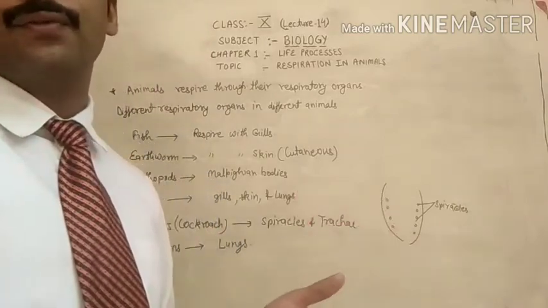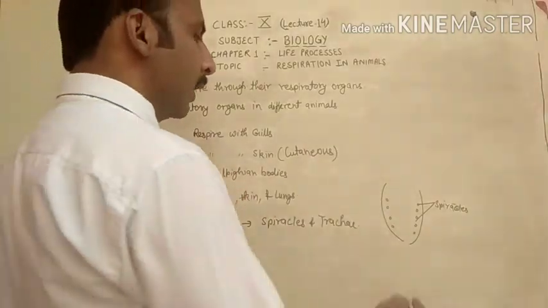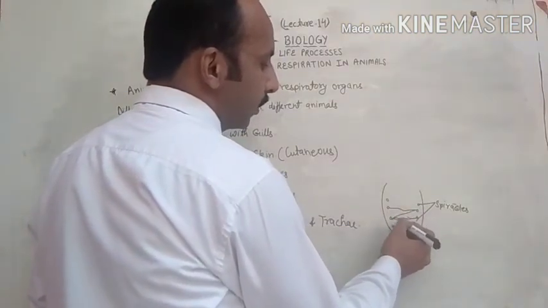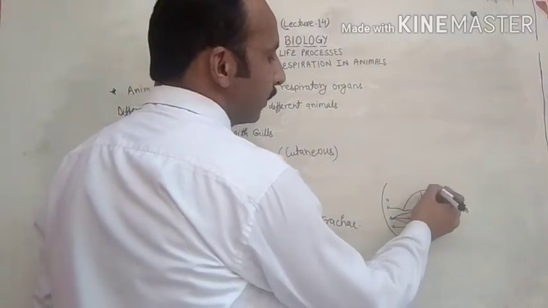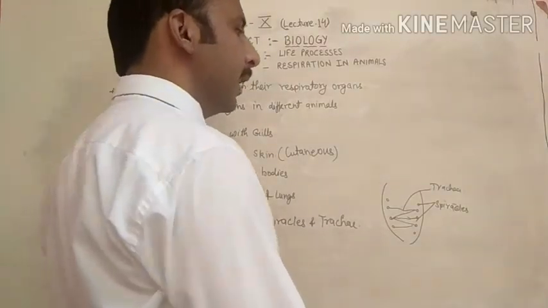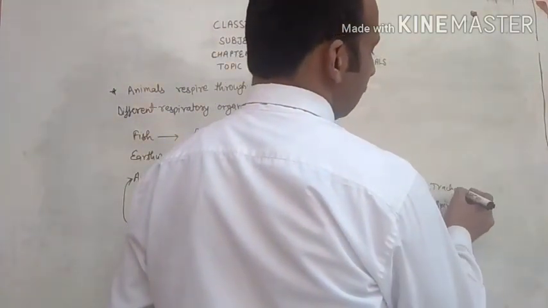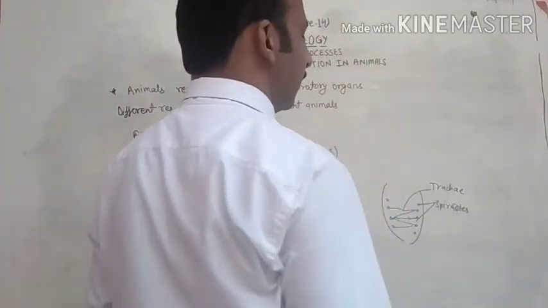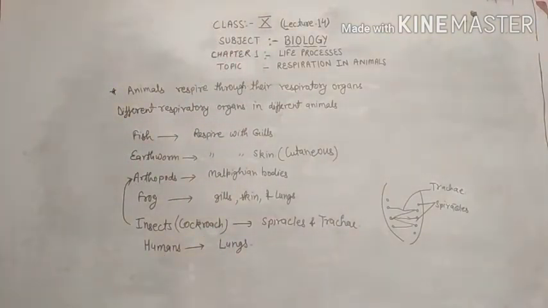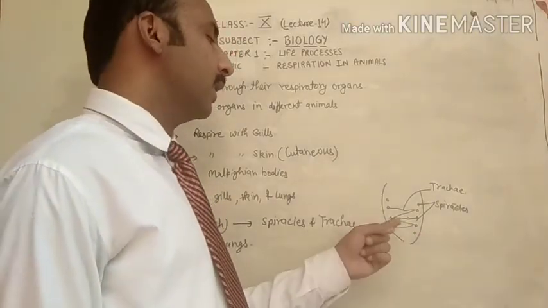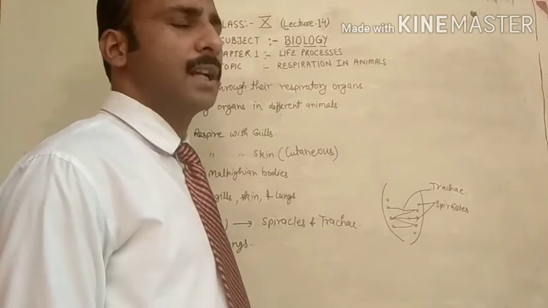These spiracles are connected to each other with the help of tube-like structures. These are called tracheae. Sometimes it is called trachea, but the actual word is tracheae. Tracheae are the special tube-like structures which connect one spiracle to another. Spiracles are the very small holes present on the lower surface of the cockroaches and grasshoppers.